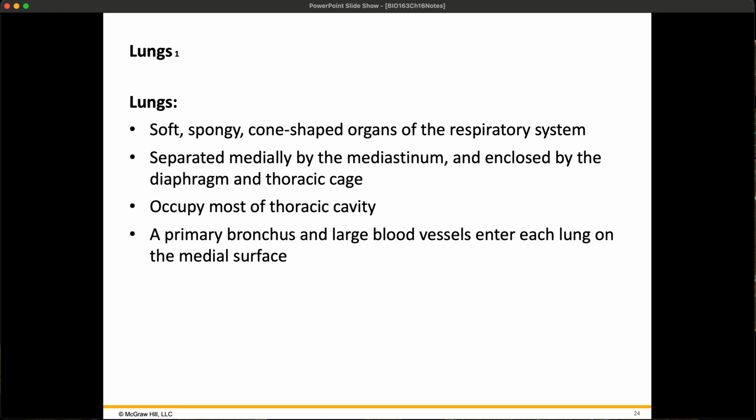All right, so then let's talk about the lungs. That was kind of following the bronchial tree. The lungs are these organs that are kind of housing and wrapping around all these things. Soft, spongy, cone-shaped organs separated by the mediastinum, enclosed by the diaphragm at the bottom, the thoracic cage around it, and they occupy most of that cavity. You have a primary bronchus and large blood vessels, pulmonary veins, pulmonary arteries entering each lung along the medial surface through that hilum, that entrance point in those lungs.